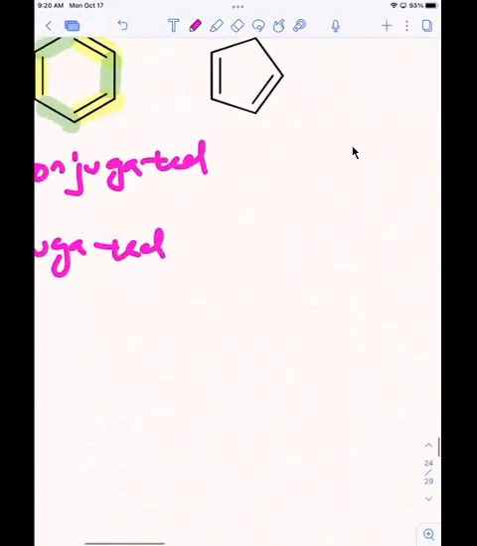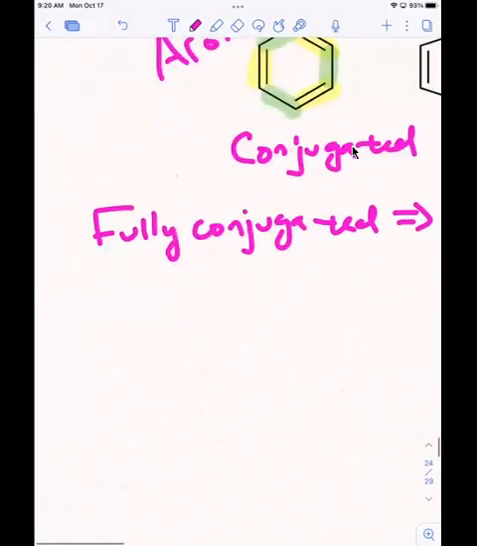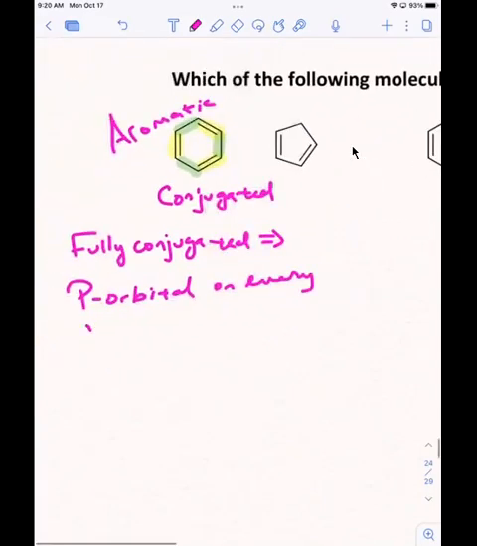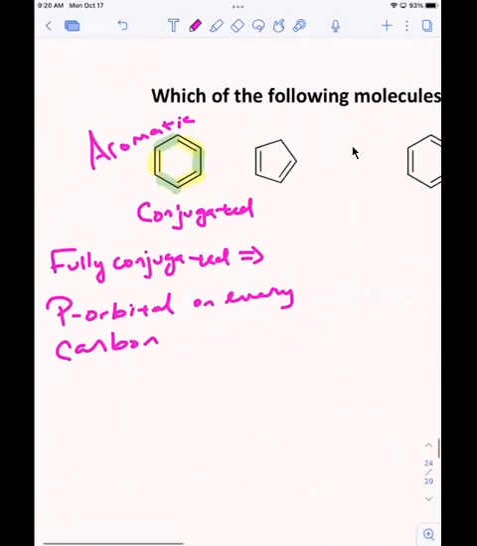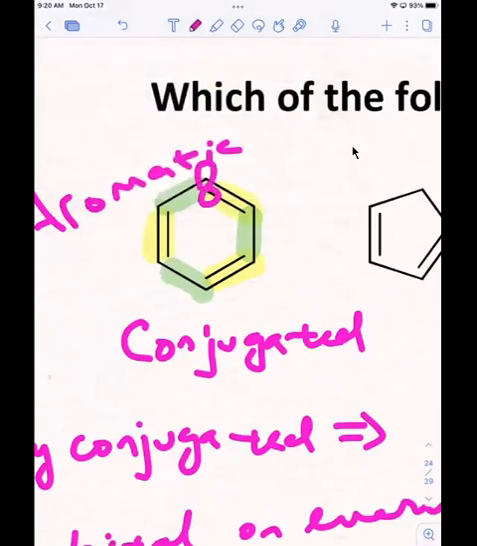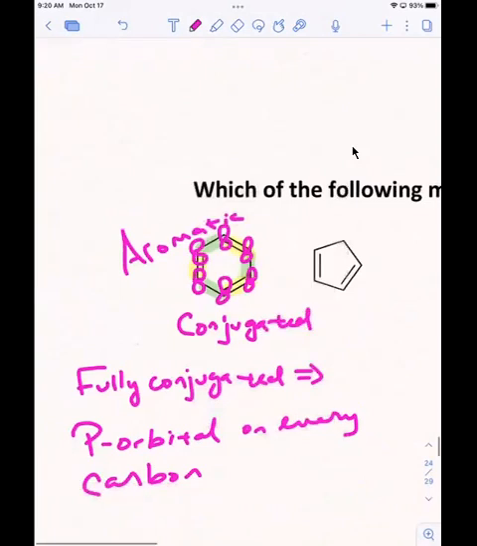In order for something to be fully conjugated, it has to have a p orbital on every carbon. When you look here, if you put the p orbitals in on each carbon, you're able to see that every carbon has a p orbital. So that molecule is what we call fully conjugated.